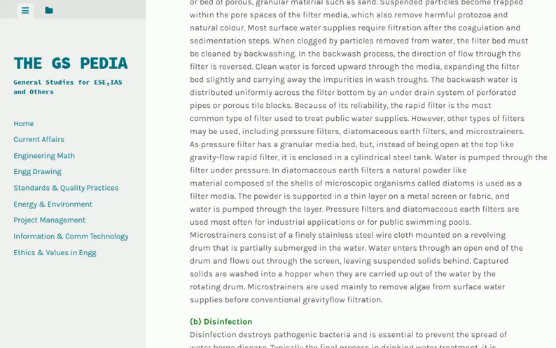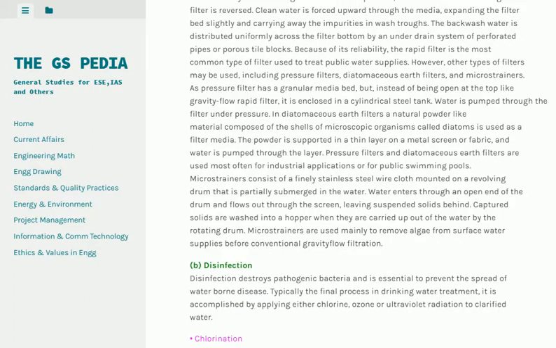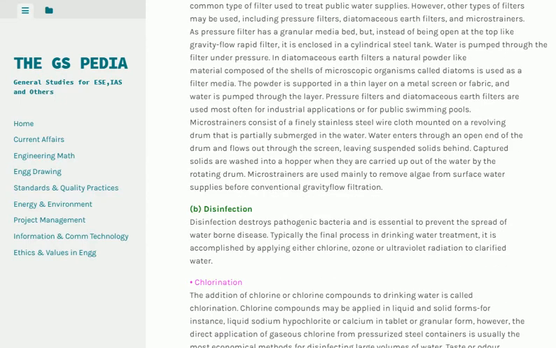In diatomaceous earth filters, a natural powder-like material composed of the shells of microscopic organisms called diatoms is used as a filter media. The powder is supported in a thin layer on a metal screen or fabric, and water is pumped through the layer. Pressure filters and diatomaceous earth filters are used most often for industrial applications or for public swimming pools.